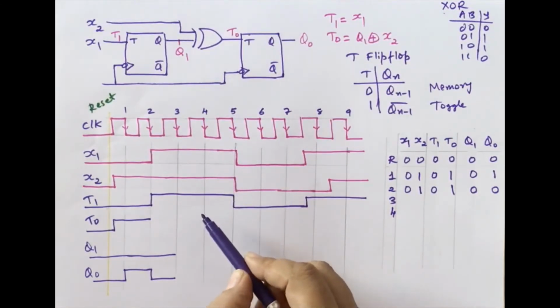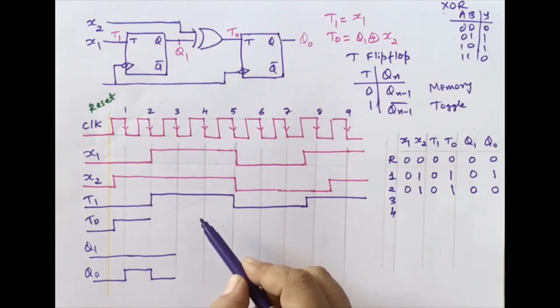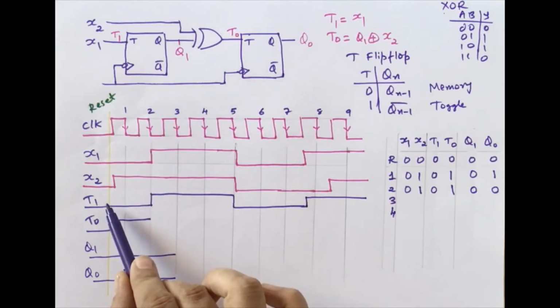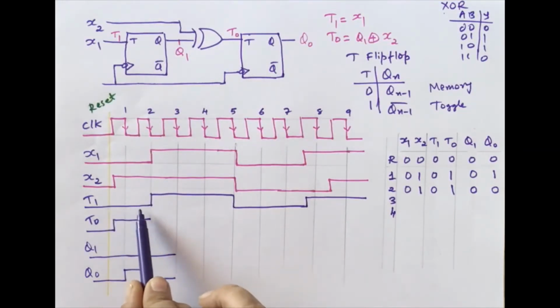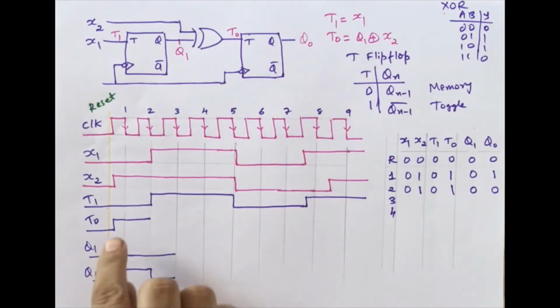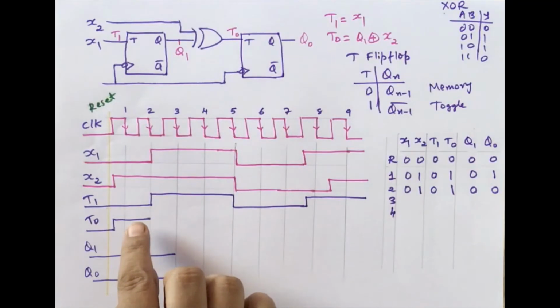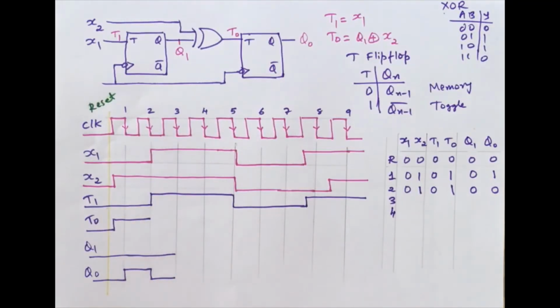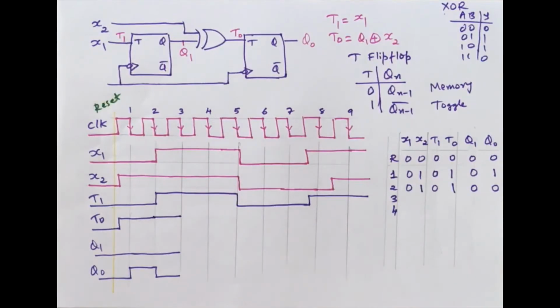The behavior of the flip-flop in graphical form you can observe over here. T1 is going to follow X1. So you can observe T1 is the same as X1 for all clocks. T0 is dependent on X2 as well as Q1. So according to the input as well as the output of the previous flip-flop, it is going to get changed. Now we can identify what will be T1 and T0 before the third clock pulse.